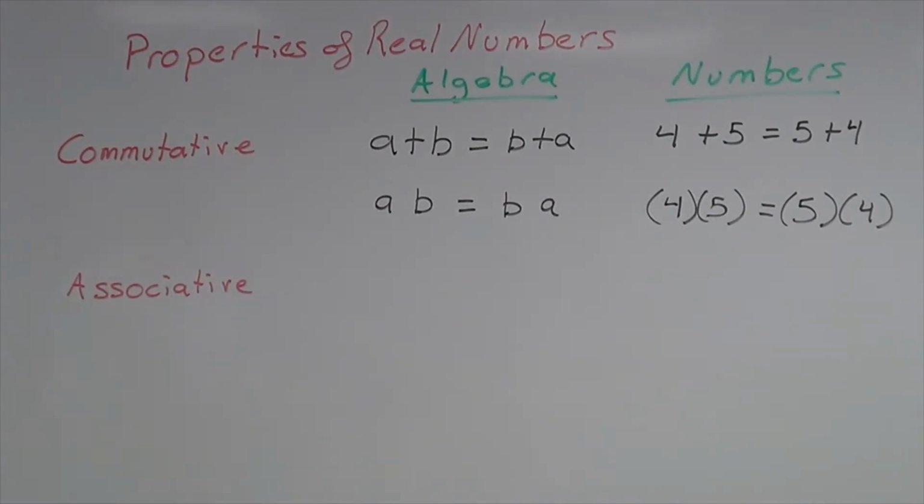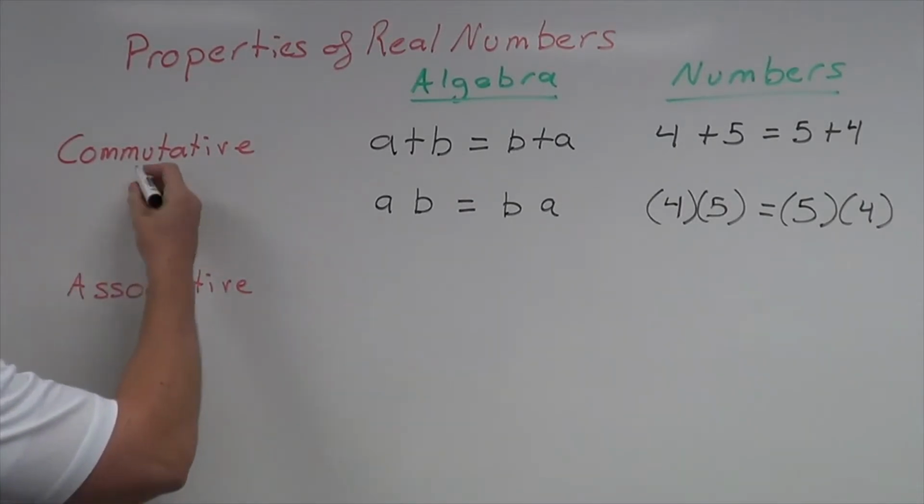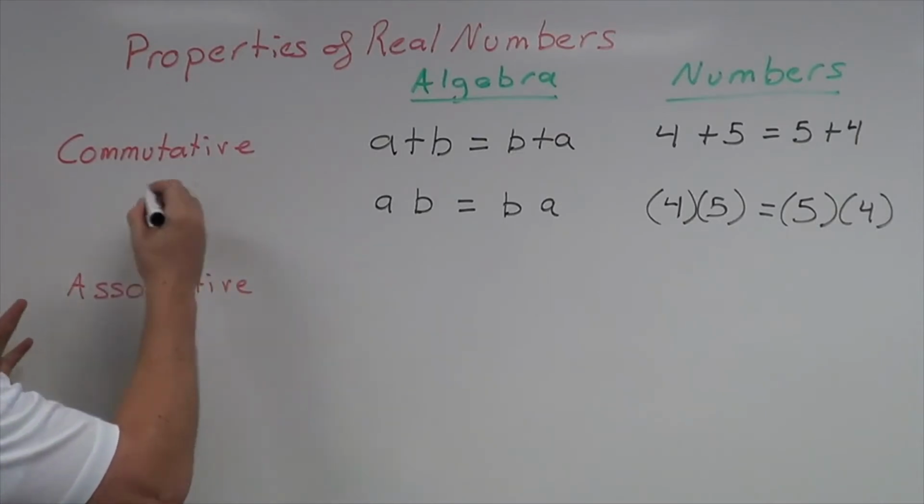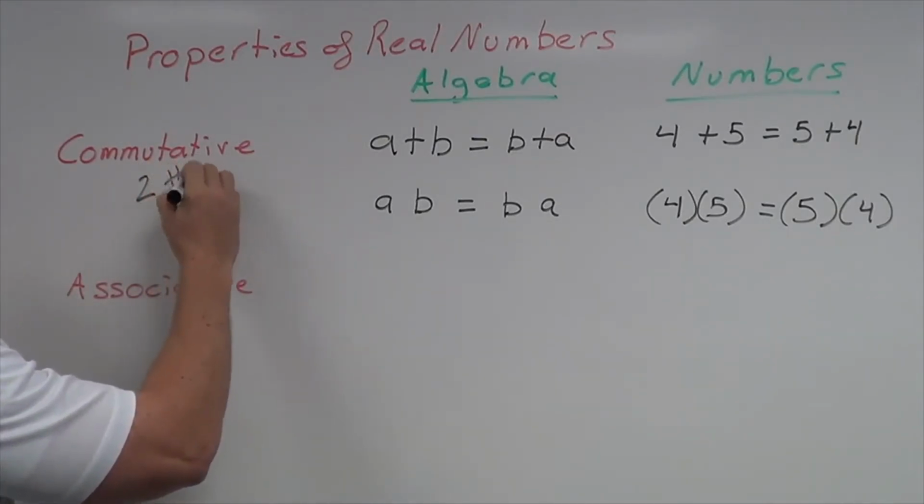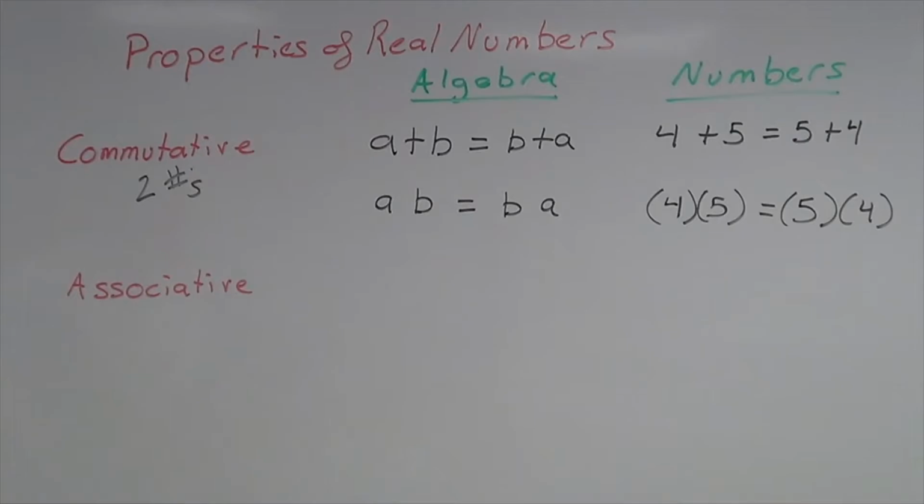Commutative property is when we have two numbers together. It doesn't matter what order we multiply two numbers. So commutative, I like to think of it this way, it's how we add or multiply two numbers. So that's commutative property.